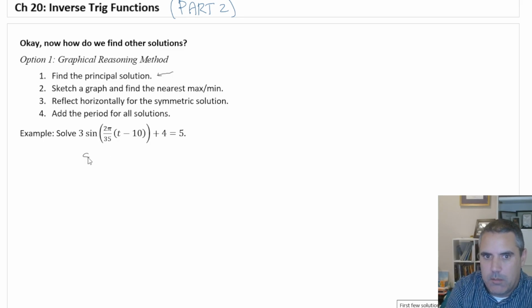Subtract 4, divide by 3. So after a couple steps, you'll be here. Subtract 4 from both sides, you get 1. Divide by 3, you get a third.